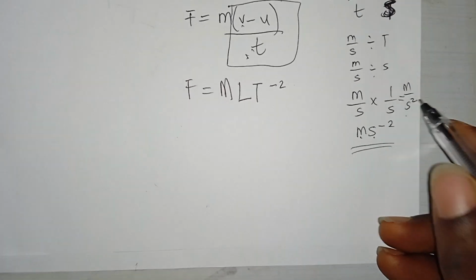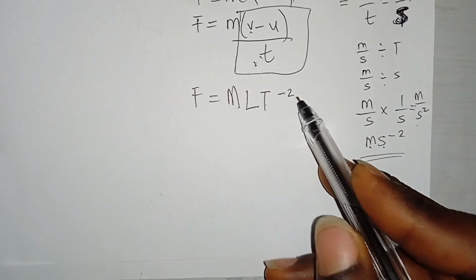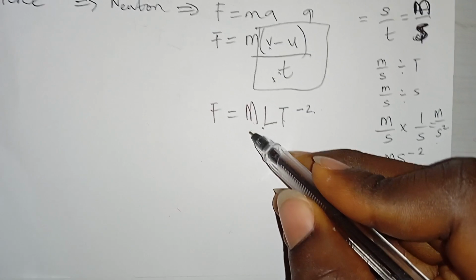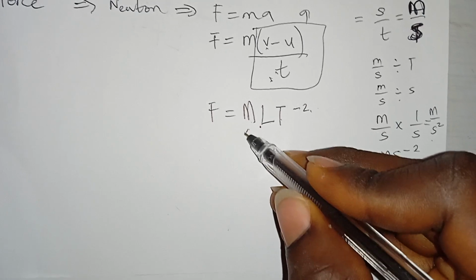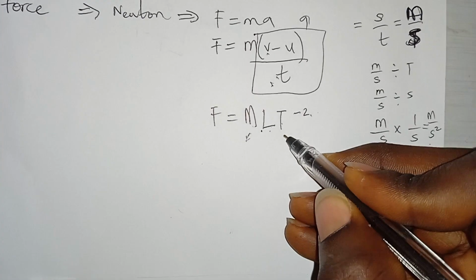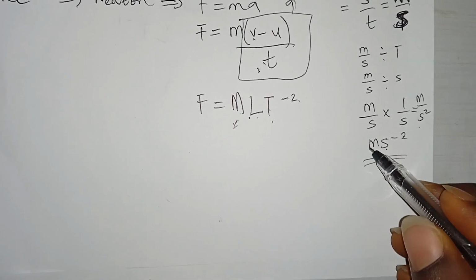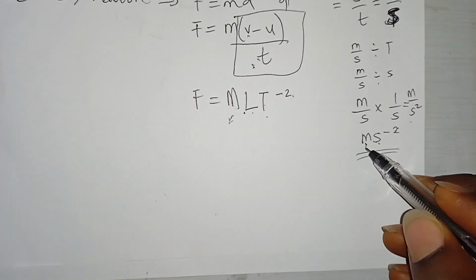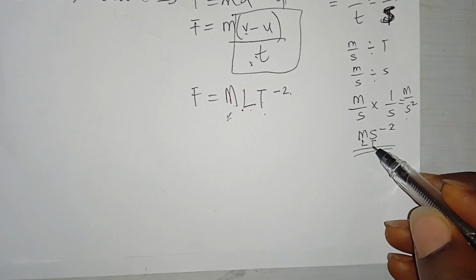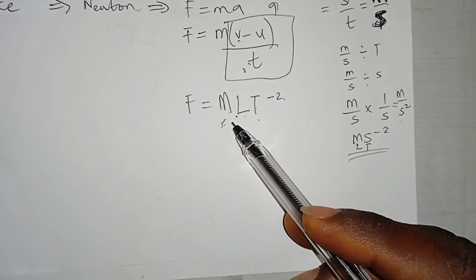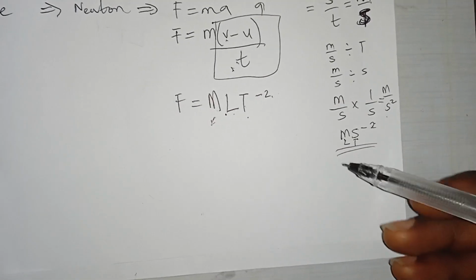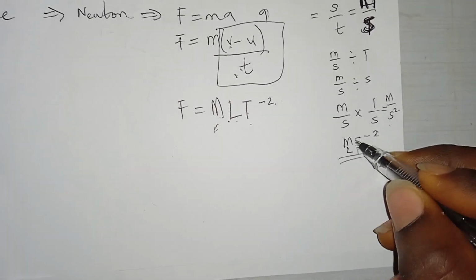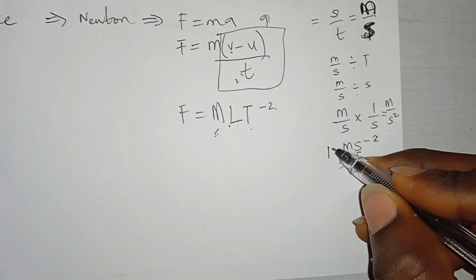Now, this thing that I'm having here, MLT^-2, is what we call the dimension. Dimension is done using those three major fundamental quantities. There are 7 of them, but the 3 major ones are mass, length, and time. So if you know that the unit of this is meter per second squared, where you see meter, replace it with L. Where you see second, replace it with T. Wherever you see mass, instead of using kg, you replace it with M. So this is the dimension of acceleration, sorry.